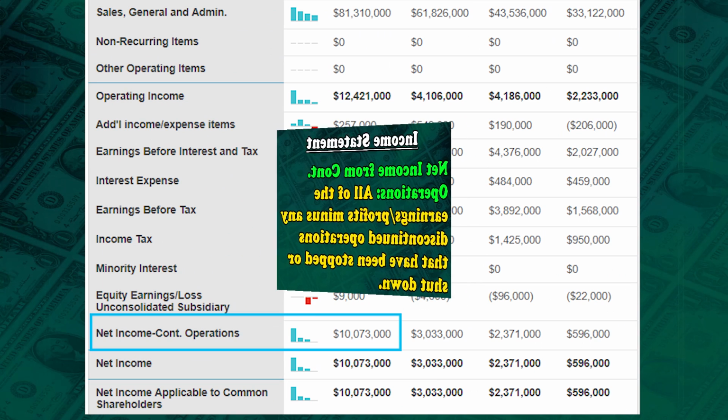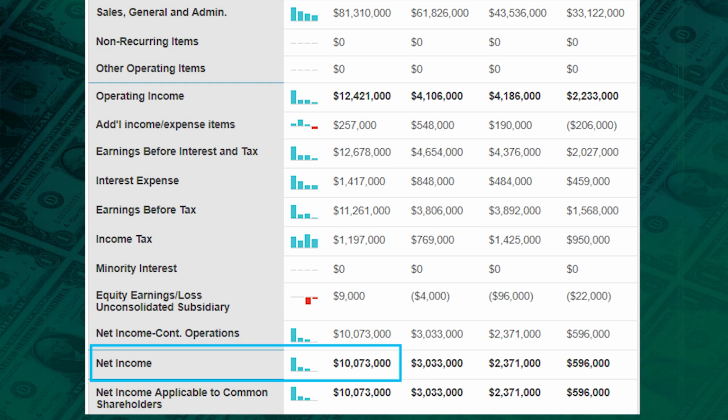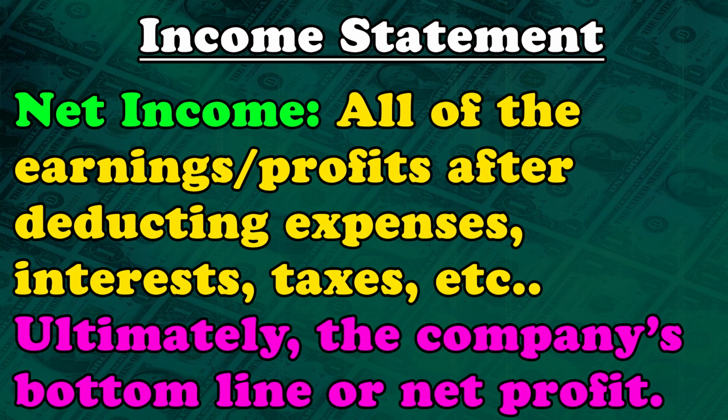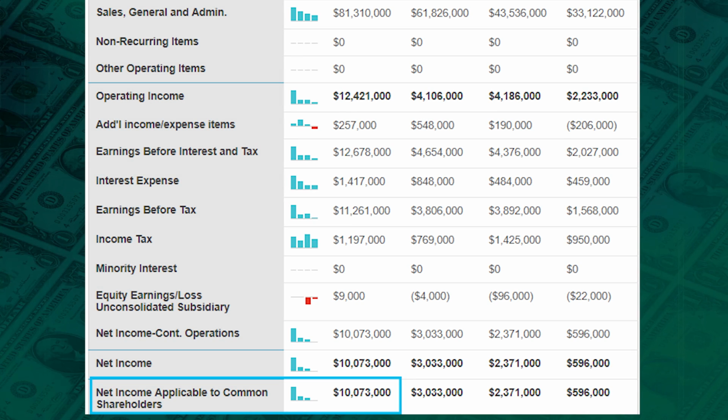I know that sounds a little tricky, but it's not really a big deal here because it's listed as the same as net income, which is just all of their profits minus all of the expenses, the interest, the taxes, and so on. And in Amazon's case, they brought in over $10 billion of net income. So that means that they made over $10 billion in total profit from their sales and after all of those deductions.